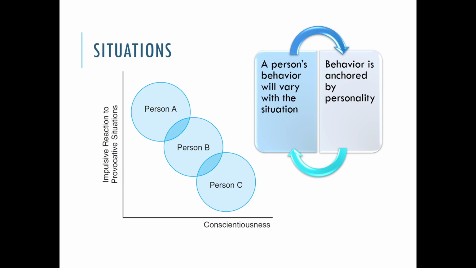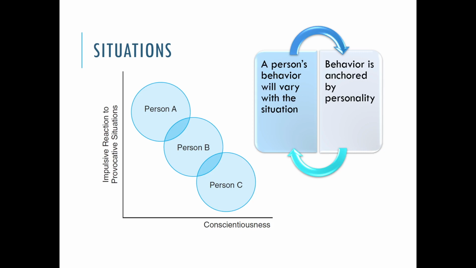So keeping that in mind, let's look at this example. We have three people, and there's some degree of overlap in how much conscientiousness each of them has. But person C is the most conscientious in the group, and person A is the least conscientious in the group. And then on the y-axis, what we're seeing is how impulsively the individual reacts to something provocative in the situation. Maybe it's something threatening, so it's scary, or maybe it's something critical, so it might invoke anger, something like that. And what we find is that the person who's lowest in conscientiousness is the most impulsive in their reaction to the situation.